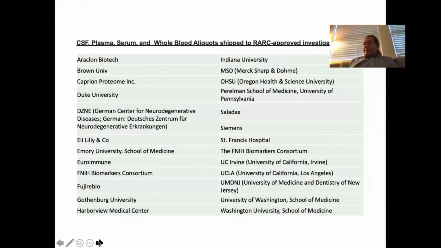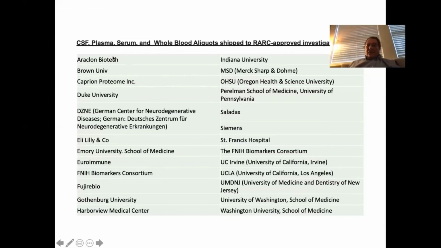Another point which many people are not aware of is that the ADNI samples, including the cerebrospinal fluid samples, the plasma, the serum, the whole blood, are available to investigators. If your laboratory has an assay that you'd like to run on ADNI samples, you can make a request to ADNI. It will be reviewed by a committee, and the National Institute of Aging is the final approval. I don't have anything to do with that decision.